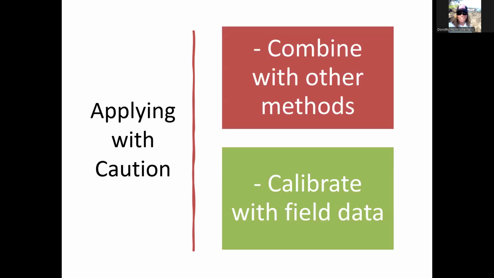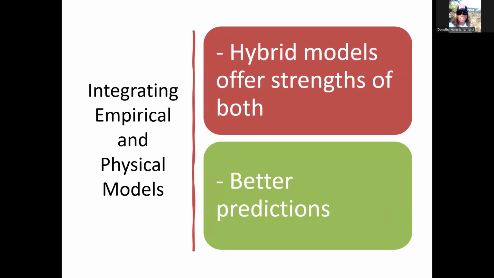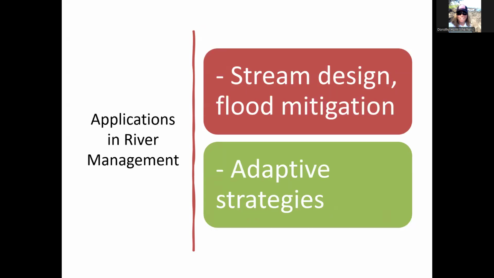So you have to look at other methods, right? And always check with field data. Always go out and check your field data. We look at cool models and then we use that field data together, making better predictions for management. We want to think about stream design and flood mitigation, right?